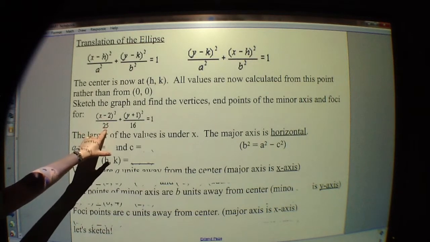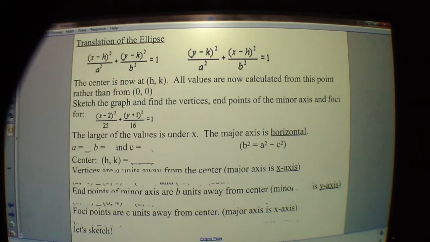X squared, larger number under it. So since the larger value is under the x squared, the major axis is horizontal.